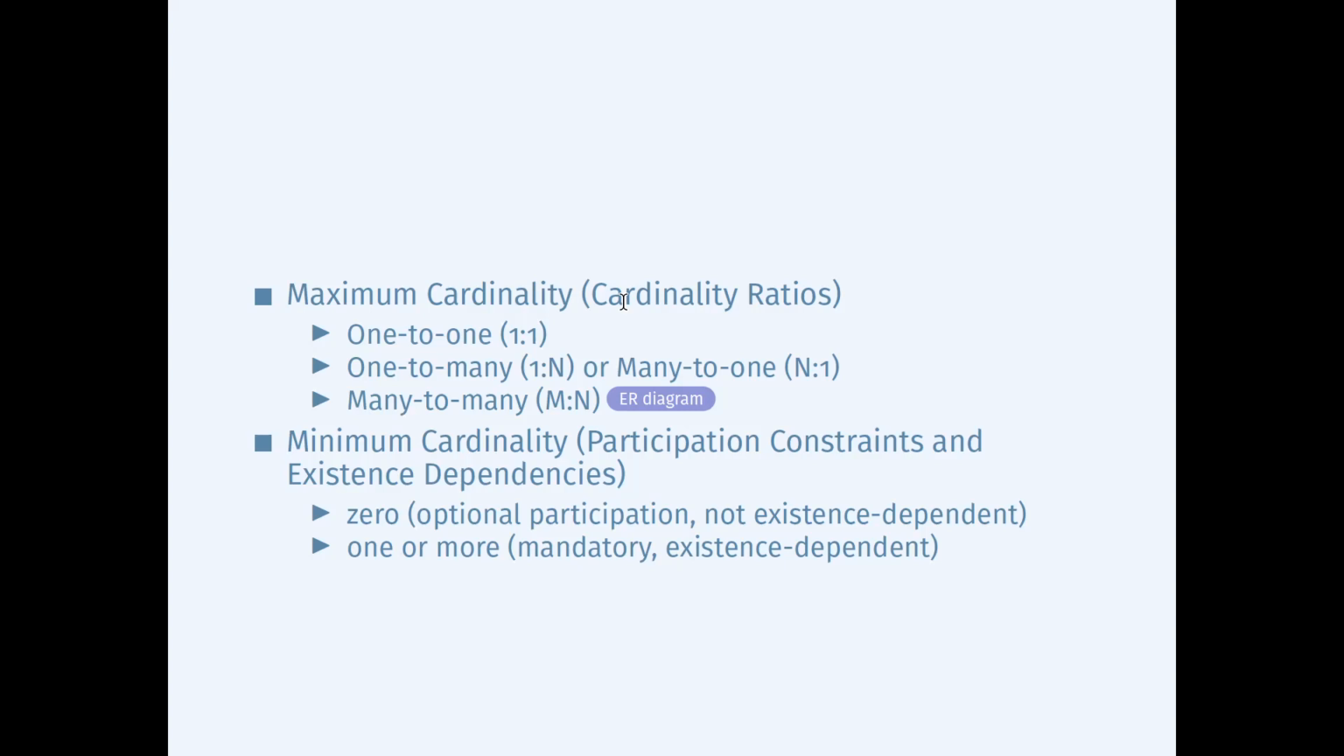So for example, now we know that when you take employees, they can work for a department. We know every employee works for a department. So it's mandatory, right? So we can have two lines.